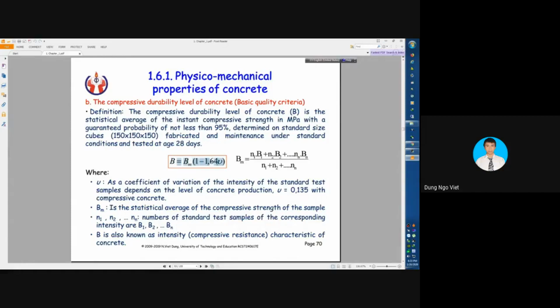So this is the formula to calculate the B value. And in this formula, the BM value is calculated by the statistical results. And M is the abbreviation for the medium. So this is the statistical average of the instant compressive strength. And here we have the nu value. This is the nu value.